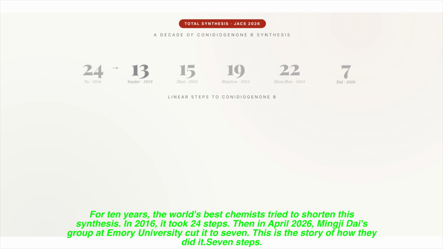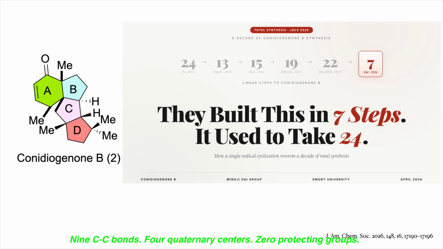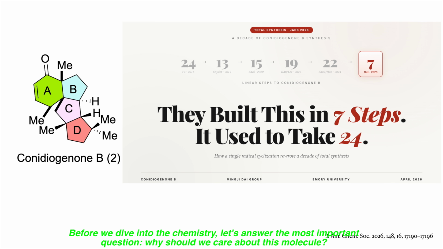For 10 years, the world's best chemists tried to shorten this synthesis. In 2016, it took 24 steps. Then, in April 2026, Mingji Dai's group at Emory University cut it to 7. This is the story of how they did it. 7 steps, 9 C-C bonds, 4 quaternary centers, 0 protecting groups.